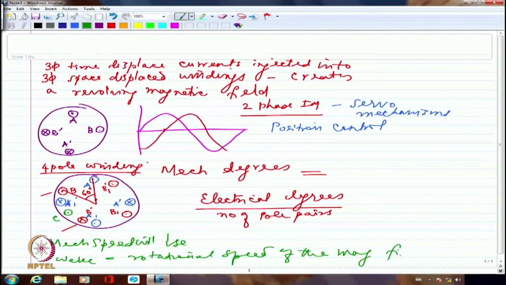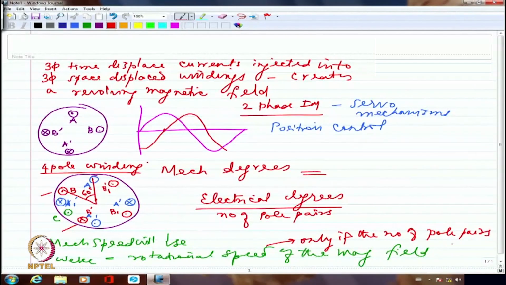This we could say only because it was having only 2 poles or 1 pole pair. So this is true only if P, the number of pole pairs, is equal to 1. If the number of pole pairs is increasing more than 1, then I have to divide whatever I am getting as the mechanical velocity; that will be the electrical velocity, divided by the number of pole pairs.